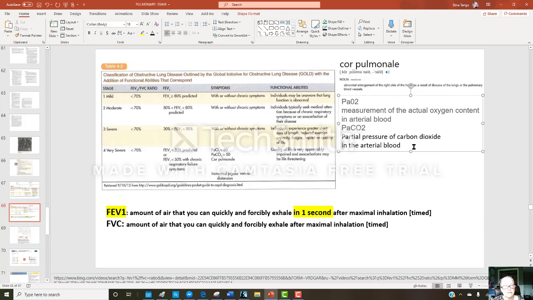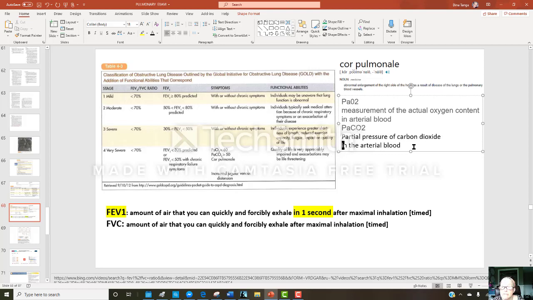with a mild disease, individuals may be unaware that lung function is abnormal. With moderate, they may seek medical attention because of chronic respiratory symptoms or an exacerbation of their disease. With severe, they experience greater shortness of breath, reduced exercise capacity, fatigue, and impact on quality of life. And with very severe, the quality of life is very appreciably impaired, and exacerbations may be life-threatening.